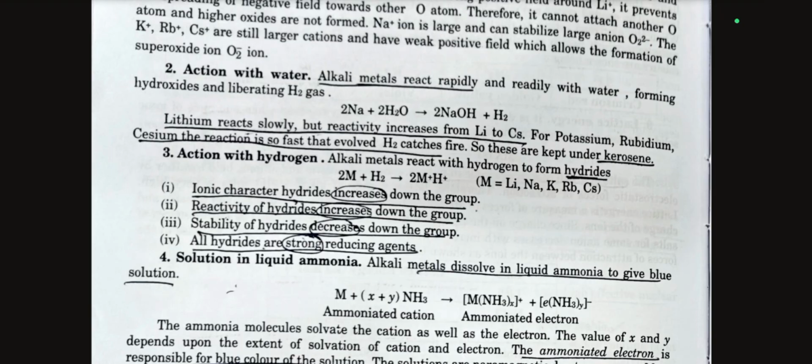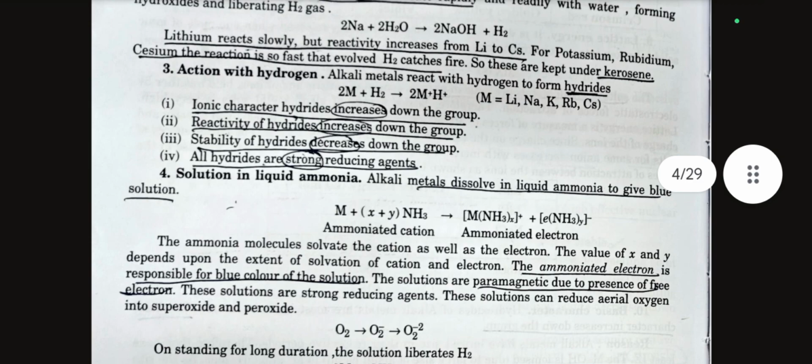Action with hydrogen. Alkali metals react with hydrogen to form hydrides: 2M + H2 gives 2M⁺H⁻. Ionic character of hydrides increases down the group. Reactivity of hydrides increases down the group. Stability of hydrides decreases down the group. All hydrides are strong reducing agents.